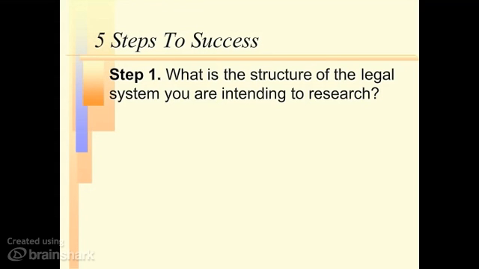So I've identified some 5 steps to success here. For your first step, you want to figure out what the jurisdiction is that you're looking at, and then what the structure of the legal system is that you're intending to research. For instance, if you have a common law system, you're going to be using different tools than if it's a civil law system, or if it's a mixed system, or if it's something that is based on religion or some other law. So you need to figure that one out, and I have some good tools to show you.